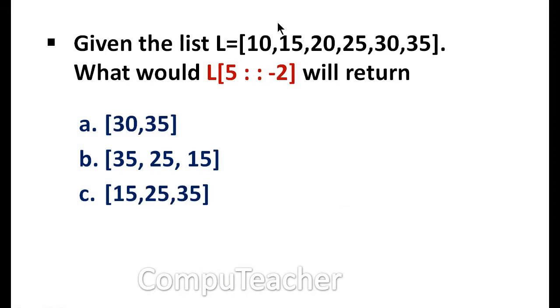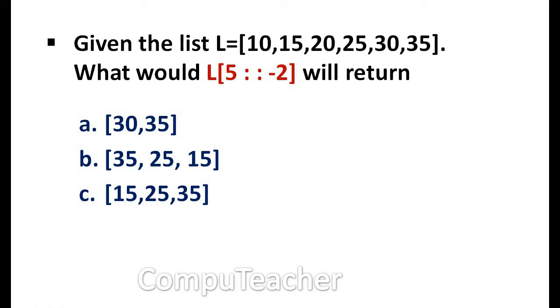Next one, same list. Slicing is 5 colon minus 2. Here the step value is minus 2. Start value is 5. What about the stop value? It is not specified. So it will take 0 as the end value. That is, if the step value is a negative number and the stop value is not specified, it will take 0 as the stop value, that is the first element.